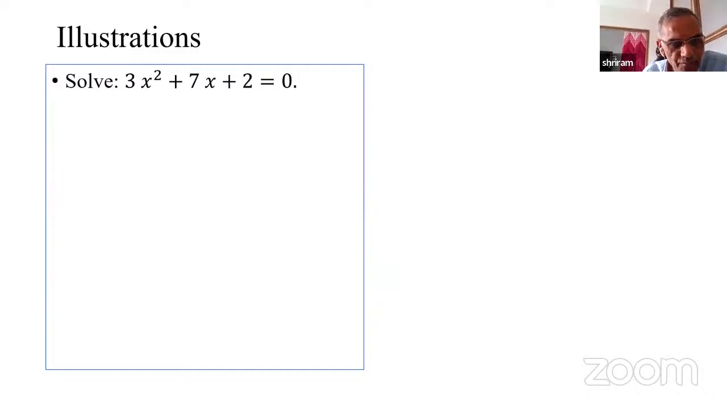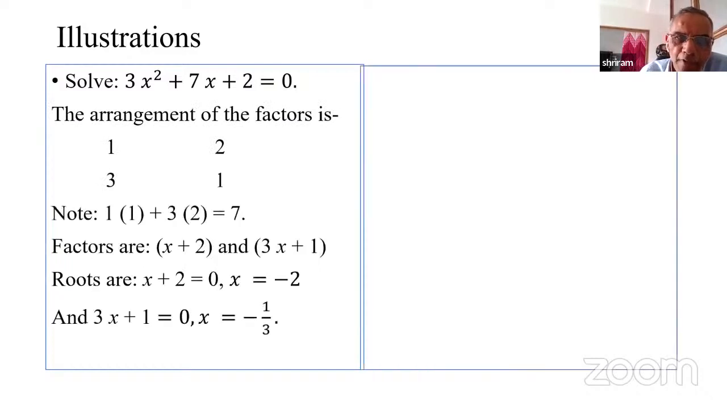Hope you are reaching the answer. Again, no choice for 3 and 2. Only 1, 3 and 2, 1 are the factors. You have to arrange so that the sum is 7. Nothing special in it. I'm very sure about it. I have no choice. 3 has factor 1, 3 and 2 has factor 2, 1. Just I need to arrange them so that the product is 7. x plus 2 is one factor, 3x plus 1 is another factor, equated to 0, or directly from minus 2 upon 1. And try this now.